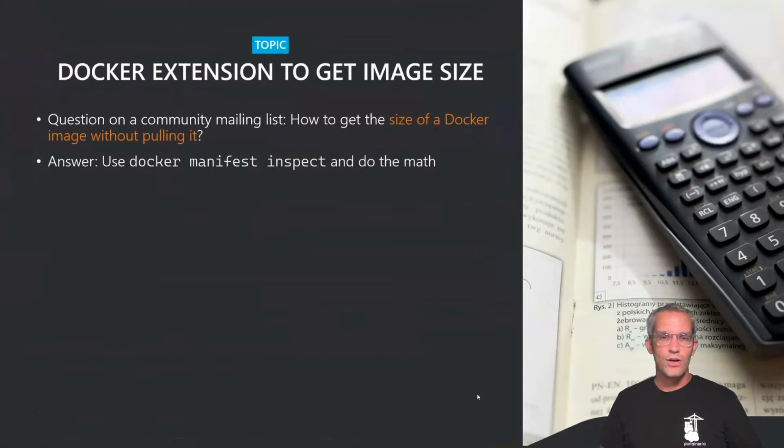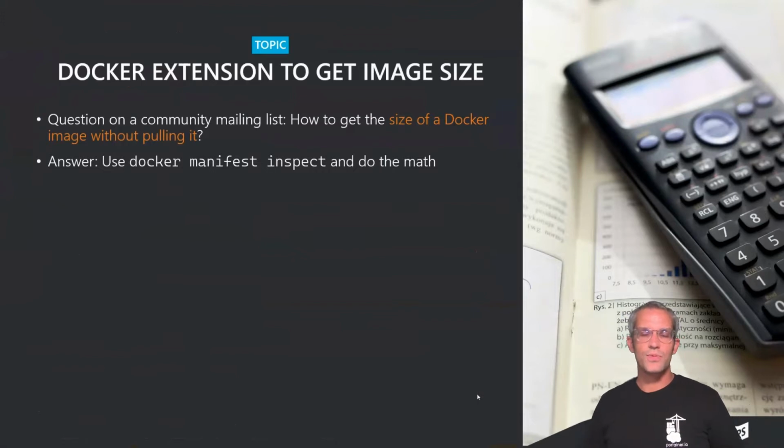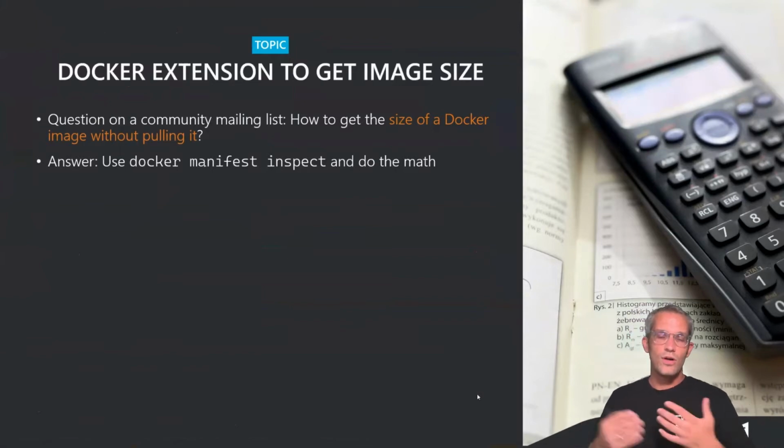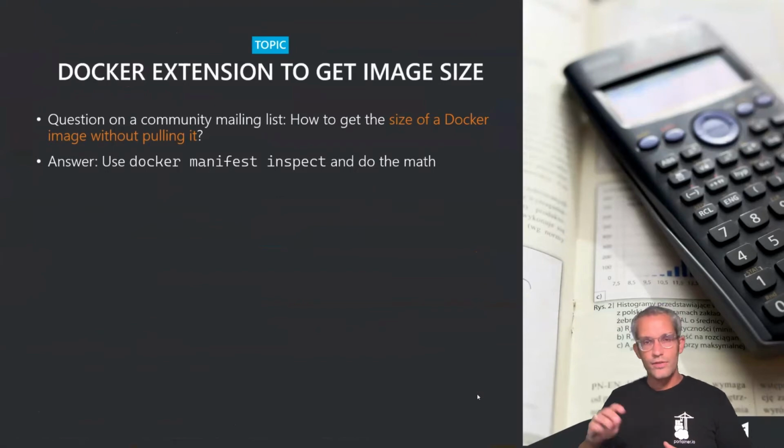And that actually came along when someone asked the question on a community mailing list, how can I find the size of an image without having to pull it first? And the answer for that, of course, is a Docker manifest inspect, which gives you all the information that you need in a JSON format. You can take a look at the different layers, at the config size, and then you can sum it all up, convert it into kilobytes, megabytes, whatever you need. And then you have your answer how big that is.